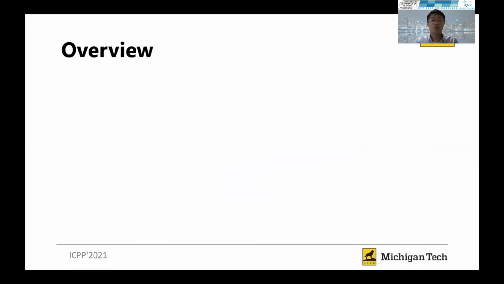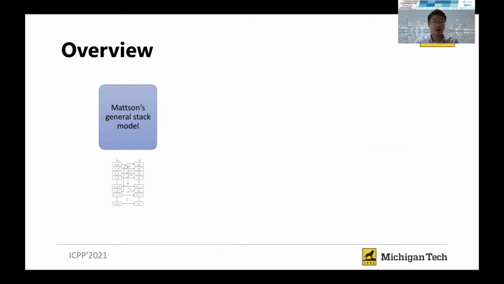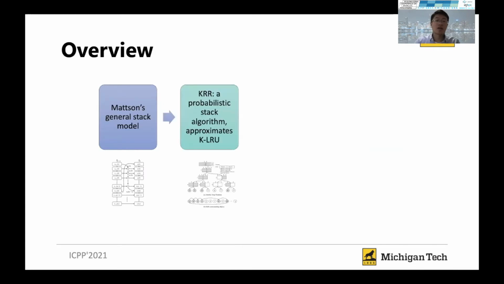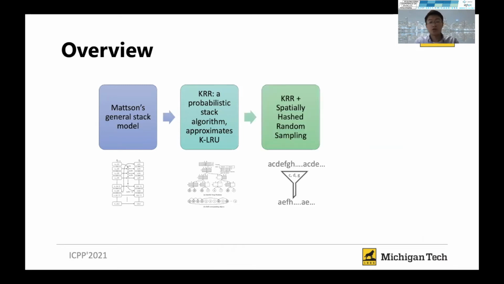Next, we divide the remaining talk into 4 different sections. First, I will briefly describe the generic stack algorithm, then introduce our KRR algorithm, which is a probabilistic stack algorithm that will approximate K-LRU. Next, we adopt spatial sampling from SHARDS to scale down our KRR stack. And lastly, we show that our algorithm is practical for online K-LRU miss ratio curve generation.